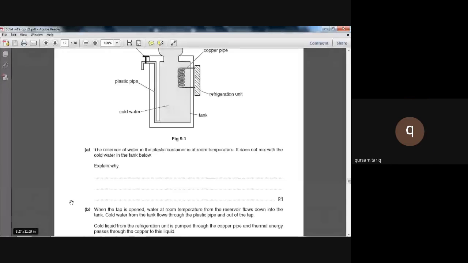Anybody else would like to read the answer you have written? Sir, I have written that hot water has less density than the cold water, and the cold water cannot go above the hot water, so they will not mix. So more dense material cannot go above the less dense material. Okay. Should we move to the next question? Yes, sir. Okay.